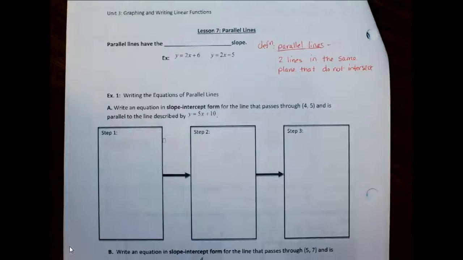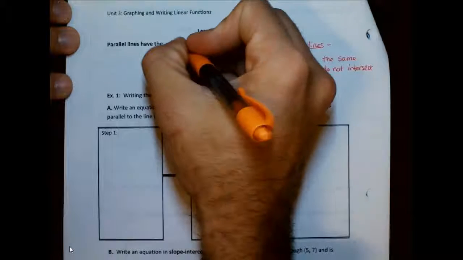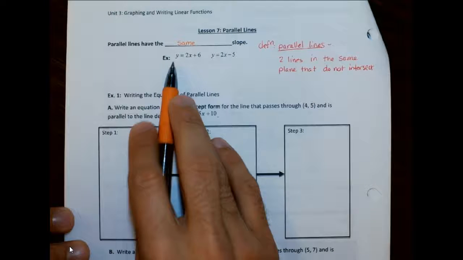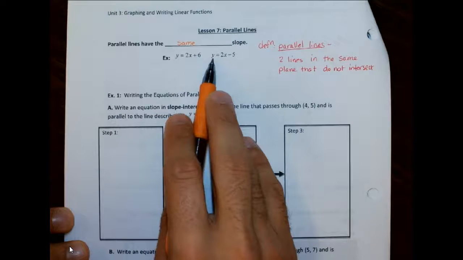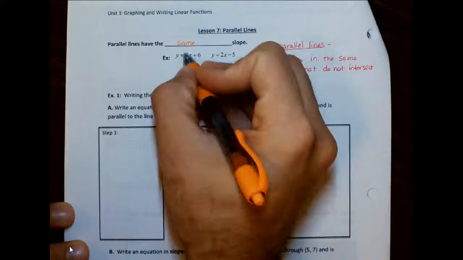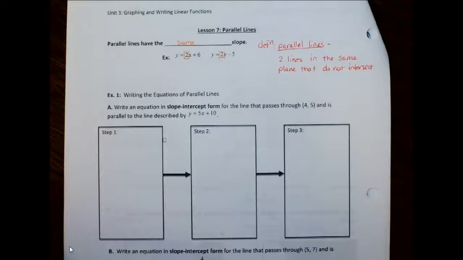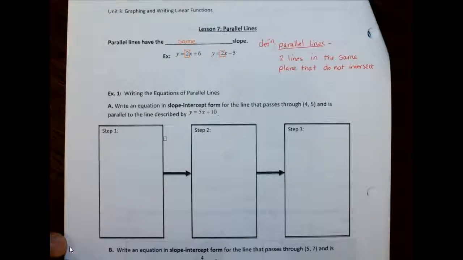That means that these two lines, however you draw them on the coordinate plane, they will never cross. Okay? So, parallel lines, what do they all have in common? They all have the same slope. So, when I look at these two examples, y equals 2x plus 6 and y equals 2x minus 5, the number in front of x, the coefficient in front of x, are the exact same. So when you go to write the equation of a line, you want to make sure that your slopes are the exact same.